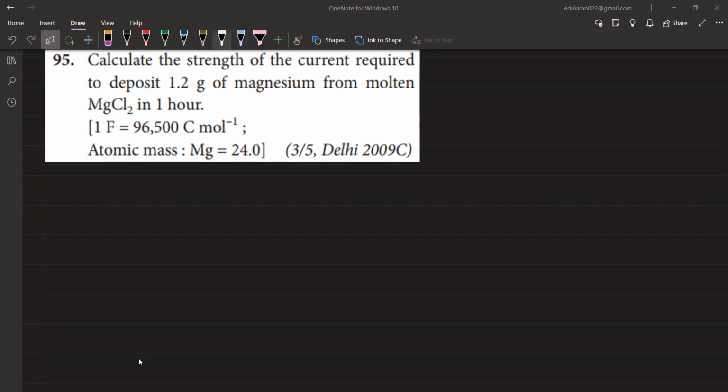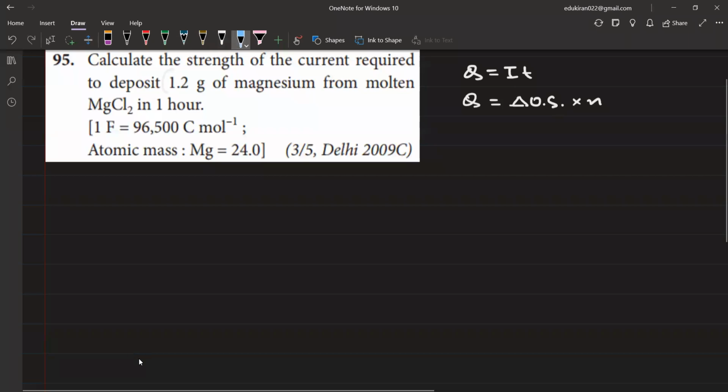Keep in mind there are only two equations. One is Q is equal to IT, and the other is Q is equal to the change in oxidation state into the number of moles. First of all, you will calculate how much mole is in 1.2 gram of magnesium. Then you're going to write a reaction. What reaction is going to happen? You're going to get magnesium from molten MgCl2.